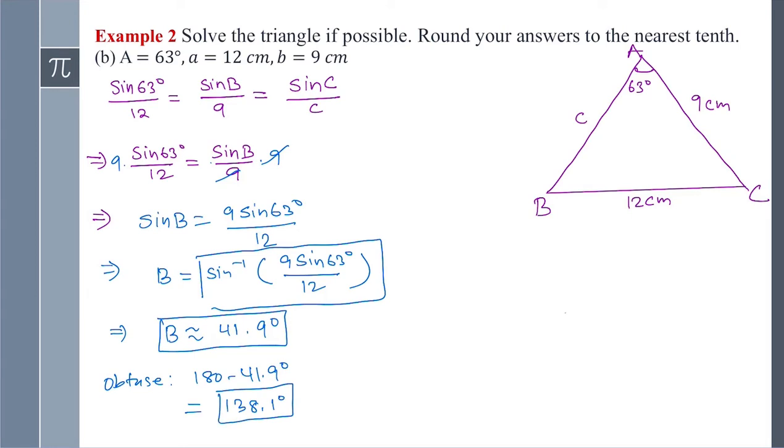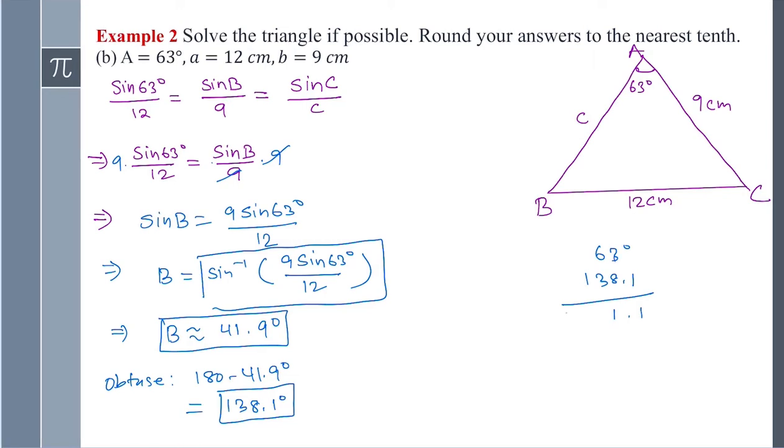Now what we need to do is check, is this obtuse angle possible? Okay, so we are already given 63 degrees. Now we got that obtuse angle as 138.1, and we still need another angle. We haven't found angle C, but let's go ahead and add these. If you add these two, you're going to get 201. So it is more than 180 degrees. That means this obtuse angle is not possible. So the only possible angle is this one. So we have one triangle. That's how we know it.